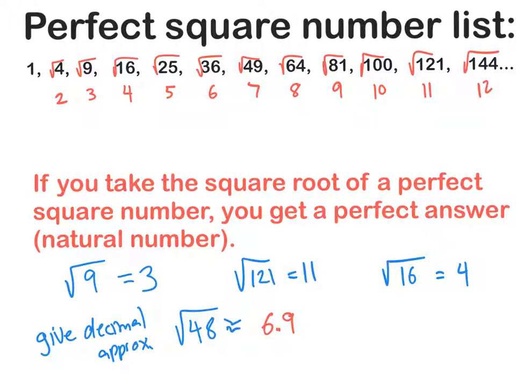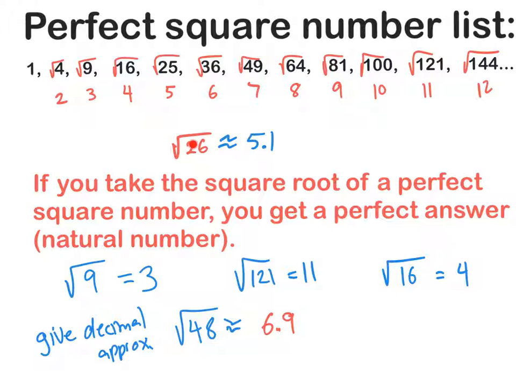So if I asked you, give me a decimal approximation for, let's say, the square root of 26, what would your decimal approximation for the square root of 26 be? 5.1. Now, it's okay. This is the very second time we're looking at it, so it's okay to make mistakes.